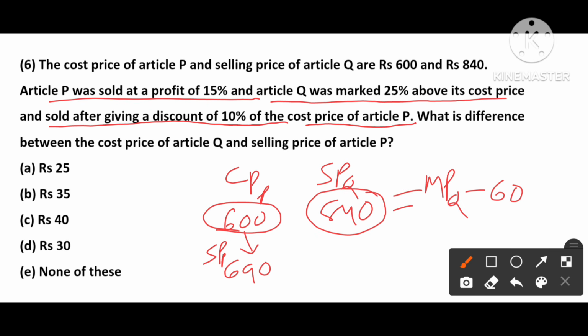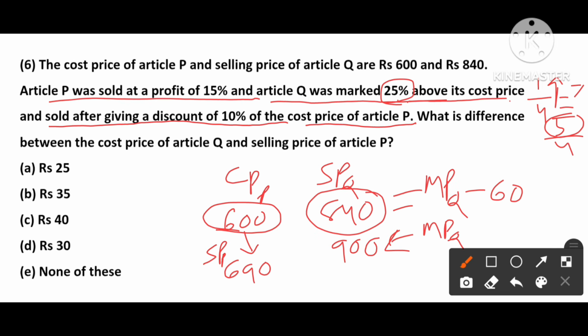So after giving discount, we sold at selling price. So what we have is 840 equals market price minus 60. So market price of Q will be 840 plus 60, which will be 900. So we got the market price. From this we can find the cost price. Here it is given that Q was marked 25% above the cost price. 25% above means 25% is 1/4. 1/4 above means 5 by 4. So 5 parts value is nothing but 900.